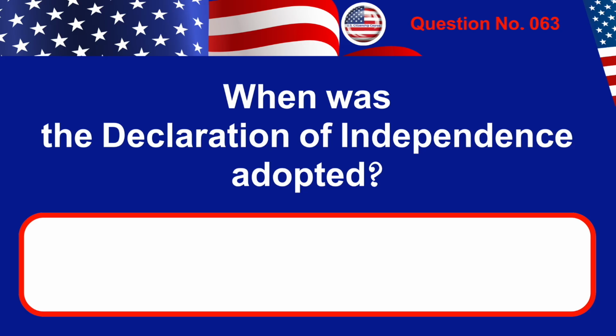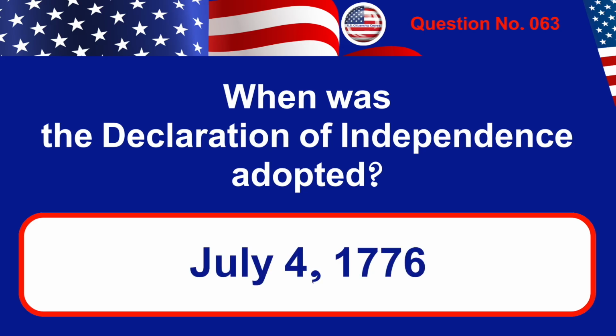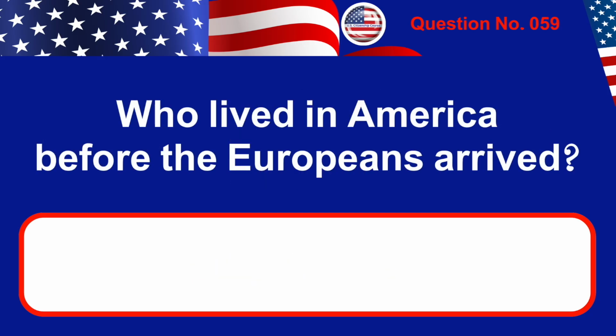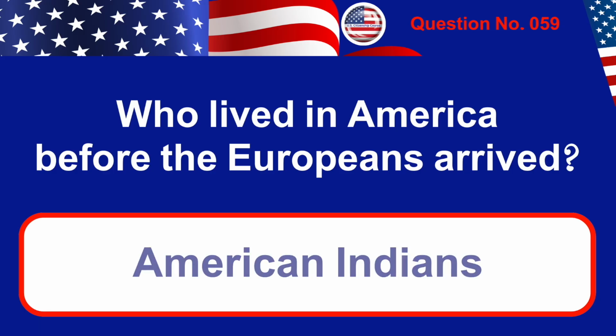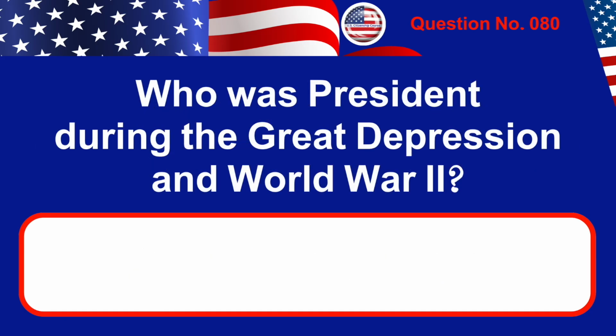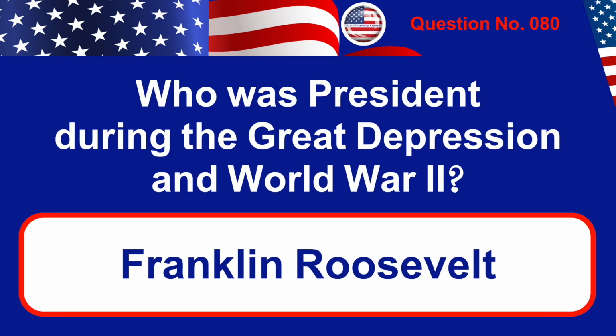When was the Declaration of Independence adopted? July 4, 1776. Who lived in America before the Europeans arrived? American Indians. Who was president during the Great Depression and World War II? Franklin Roosevelt.